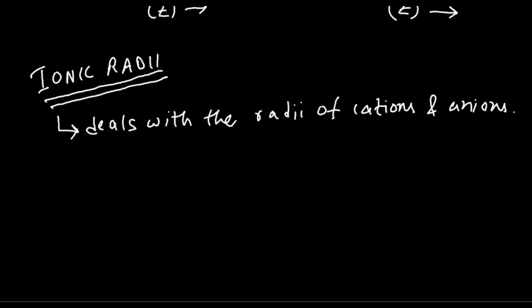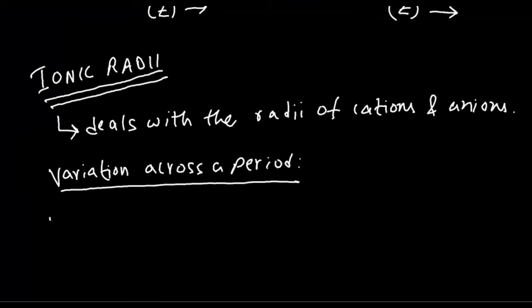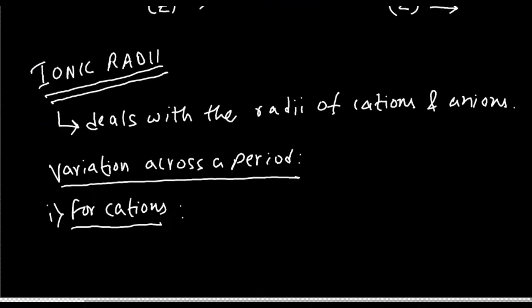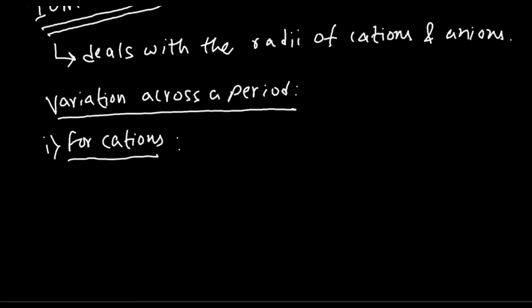So we will see first of all the variation across a period, for cations. As we move from left to right along the period, the ionic radii of the cations will decrease progressively.